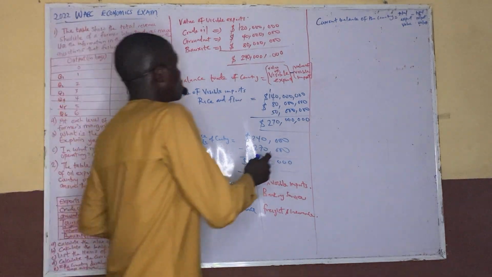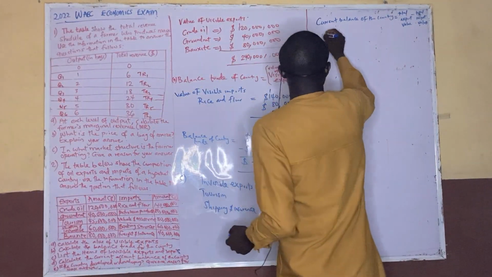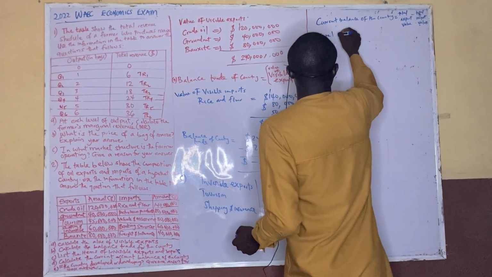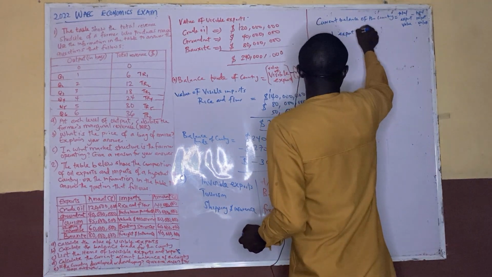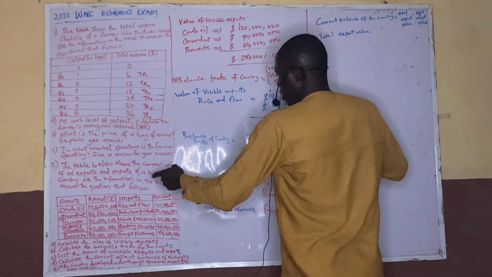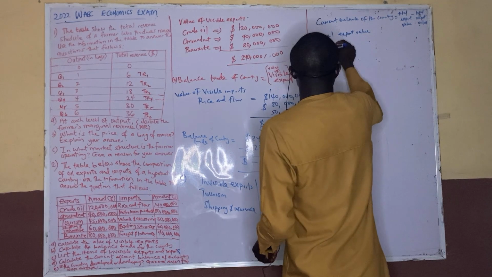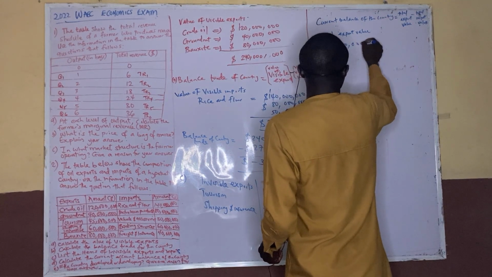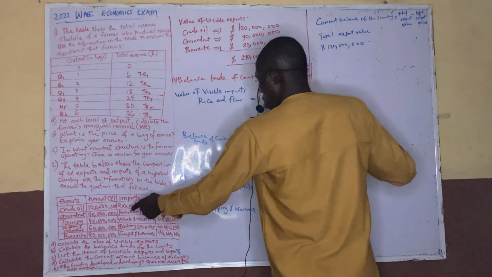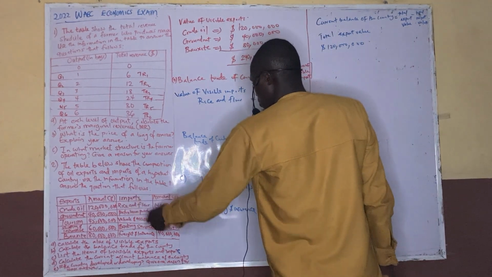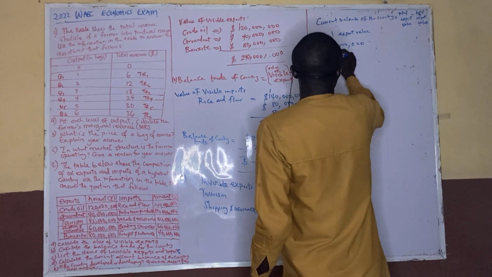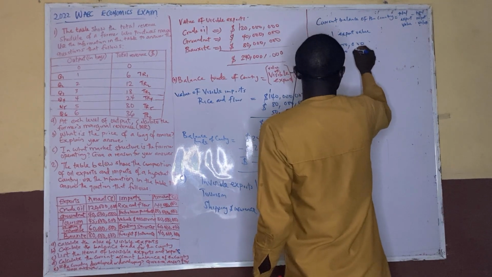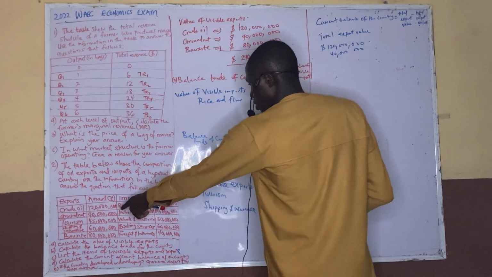So let's quickly add them together. The total export value. So we have 120 million. We have 120 million, we have 40 million.